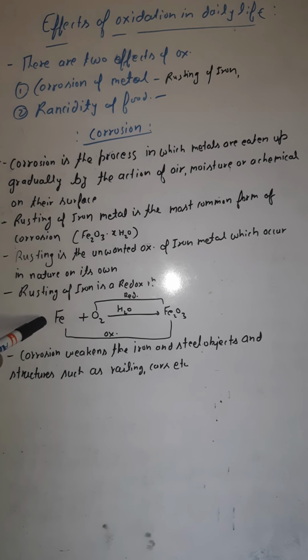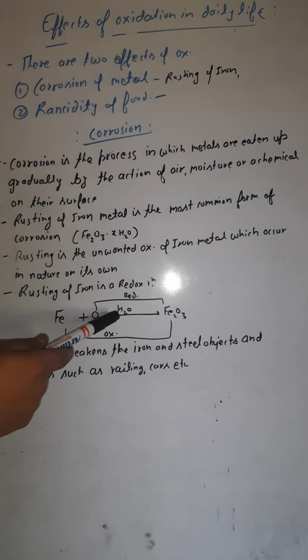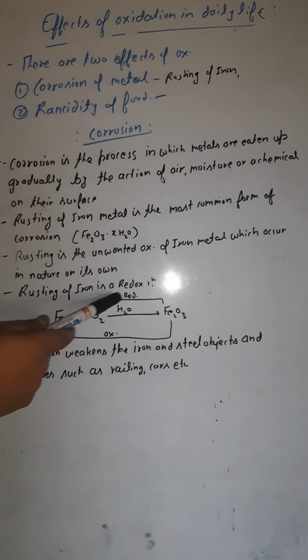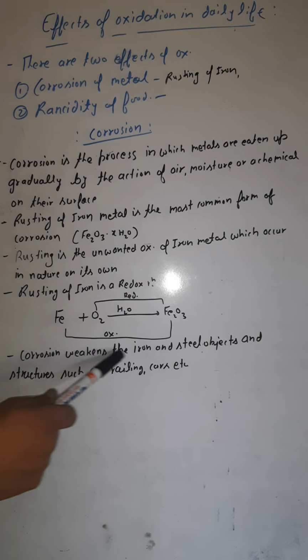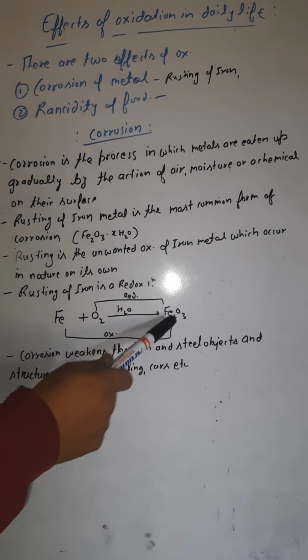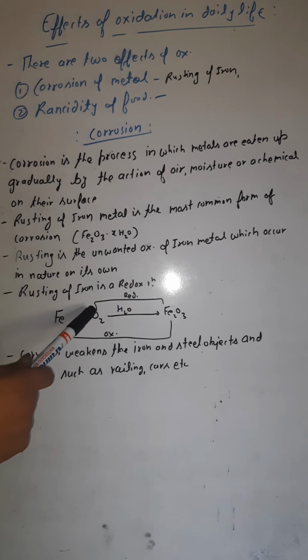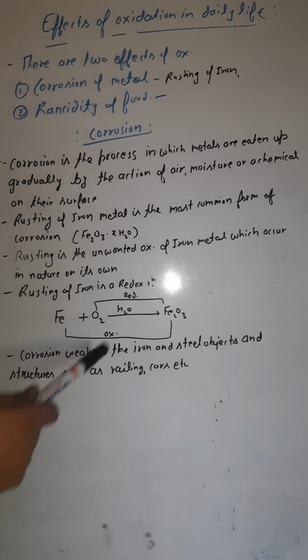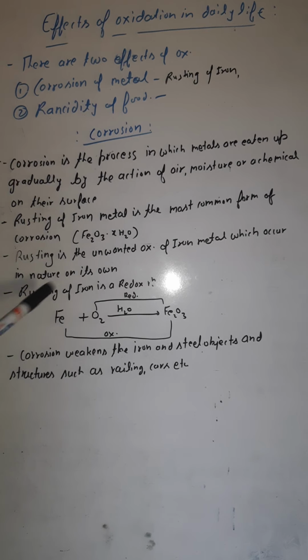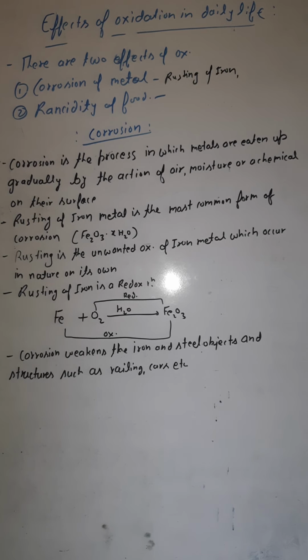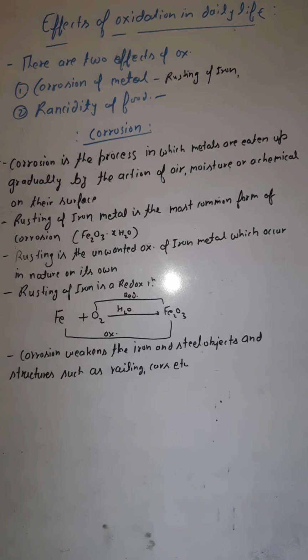Here you would see iron plus oxygen, with the help of moisture, that is H2O, gives Fe2O3 into XH2O. So here you would see the oxidation of iron, and at the same time there would be the reduction of oxygen also. Reduction and oxidation are taking place simultaneously. That is why rusting of iron is also an example of a redox reaction. So this is all about corrosion.